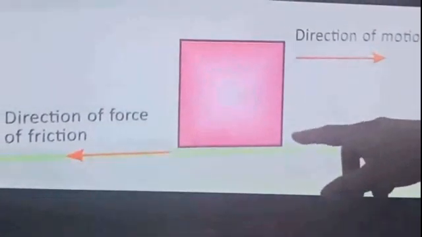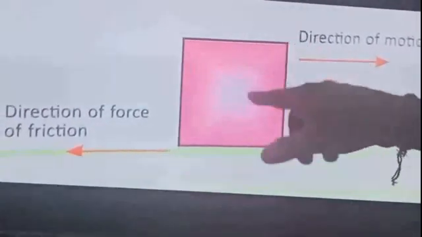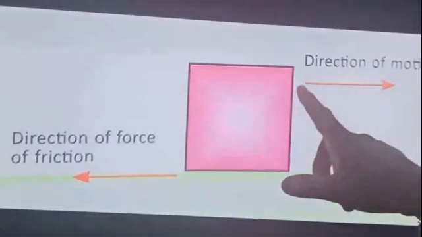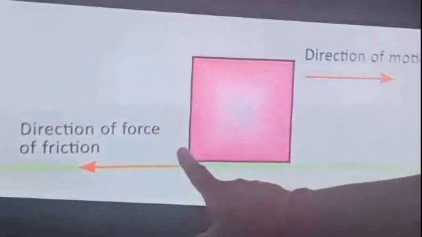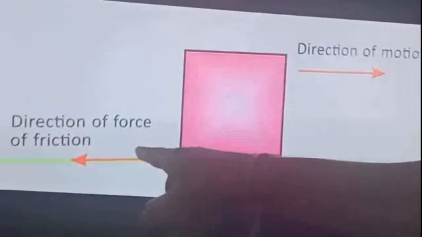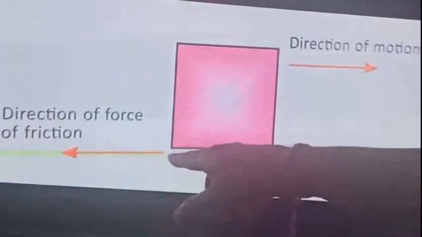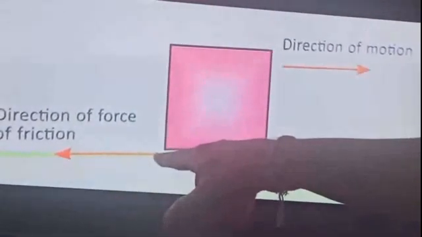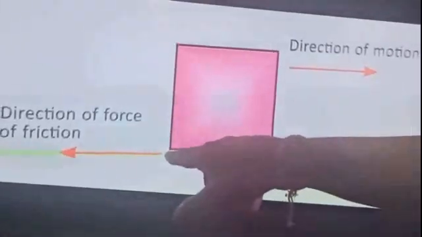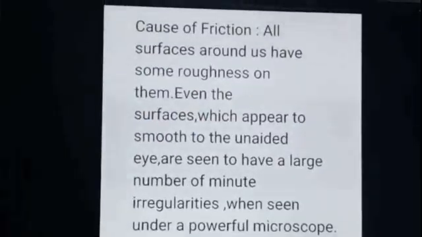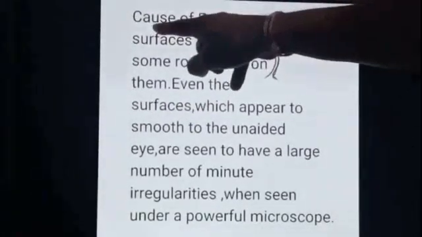This diagram shows that this box is moving in the right hand side direction and the force of friction is acting on the object in the left hand side direction, and the force of friction exists between the two surfaces in contact. Now we discuss the cause of friction.